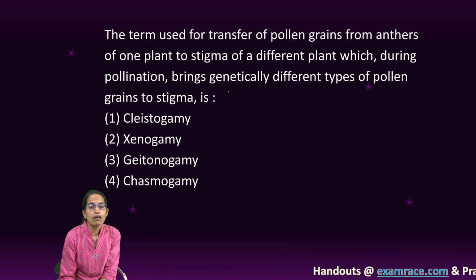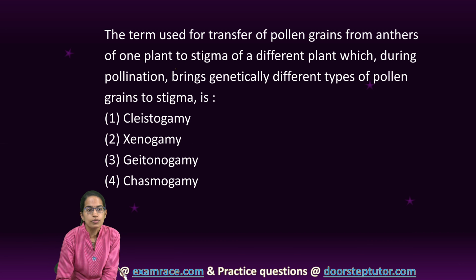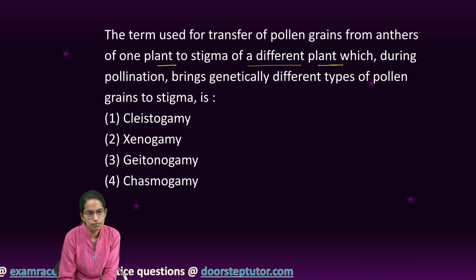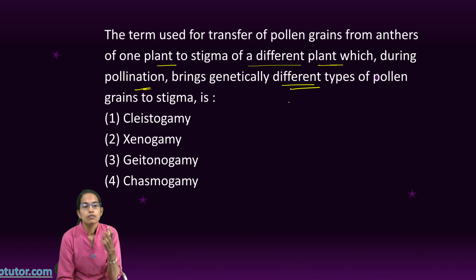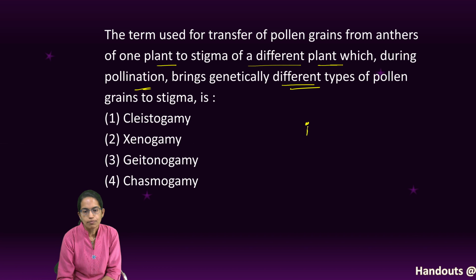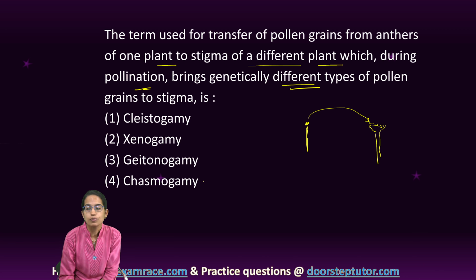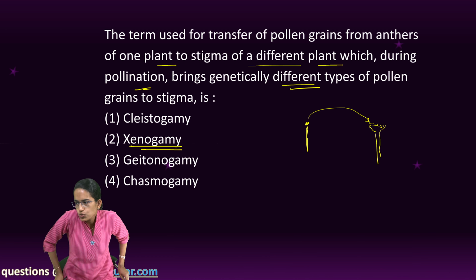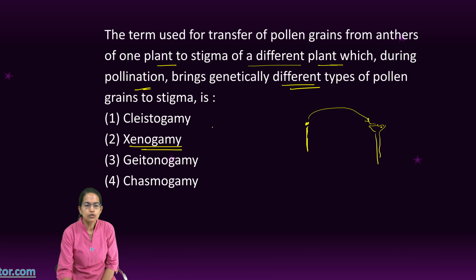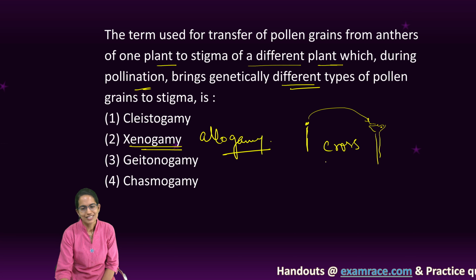Here we have how the transfer of pollen grains takes place. The transfer of pollen grains from the anthers of one plant to the stigma of a different plant during pollination definitely brings a different gene to the stigma. So the anther from one plant goes to the stigma of another plant, and this process is known as what? It is known as xenogamy. If it is to the other plant, it is known as xenogamy. Xenogamy is also known as allogamy, or what we call cross pollination in very simple terms.